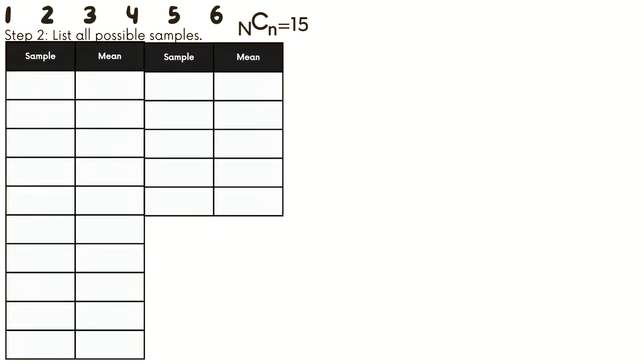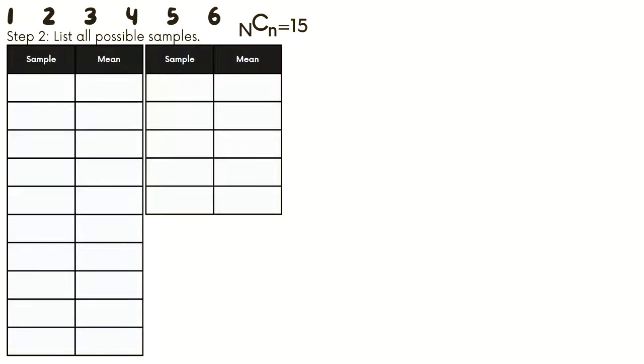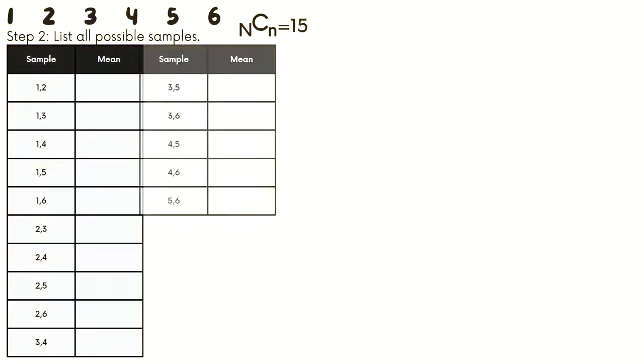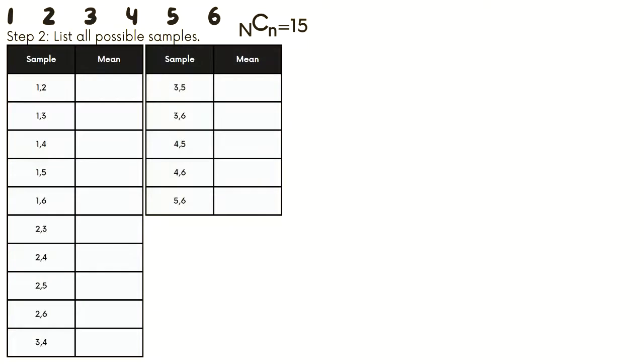So now, we're going to list all the possible samples, and based on the answer that we got earlier, there are 15 possible samples. So it should be 15, not 14 or 16. Otherwise, it's wrong. So here are the possible samples, 15 in total.